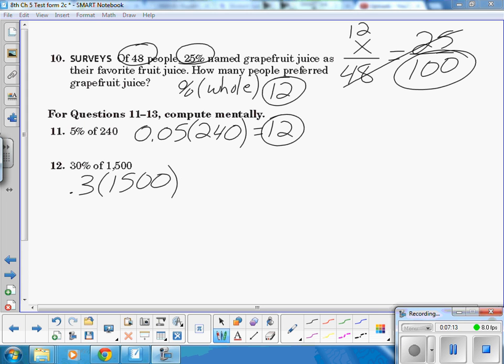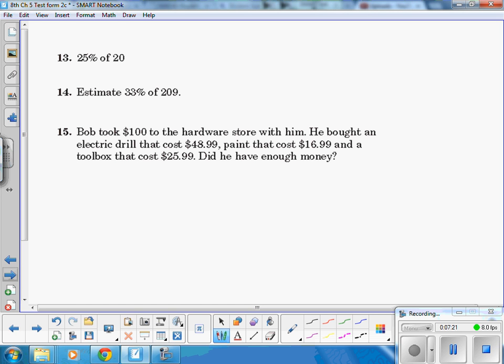The answer is 450. 30% of 1,500 is 450. Number 13, 25% of 20. 25% is a fourth, so you could go a fourth of 20, or you could go 0.25 times 20. Either way, your answer is 5.